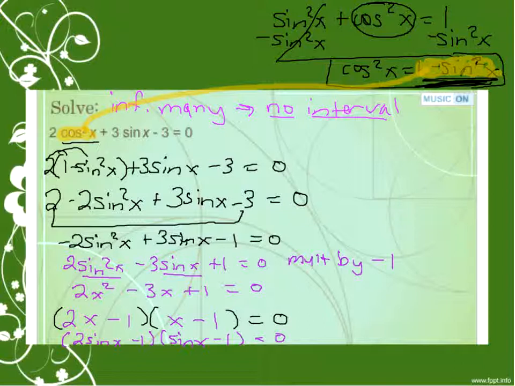So let's solve these. Remember how we solve? We're going to set each one equal to 0. So sine x minus 1 equals 0, so we're going to add the 1 over. I need to know where sine of x equals 1. We'll look on a unit circle in just a minute. And then this one over here, 2 sine x minus 1 equals 0. So we're going to add the 1, so it's going to give me a positive 1. And then last step, we will divide by the 2.